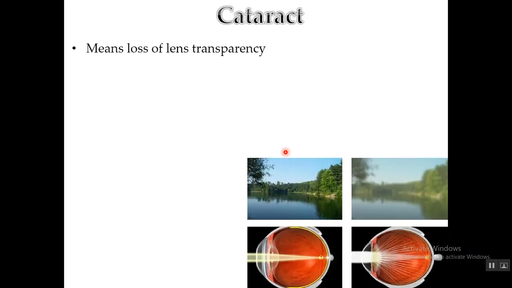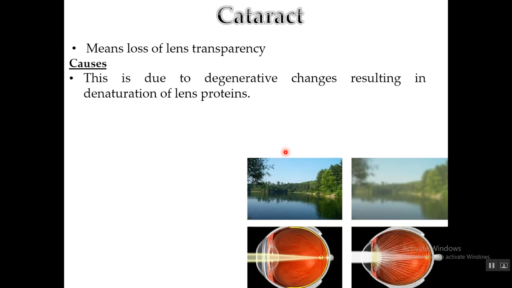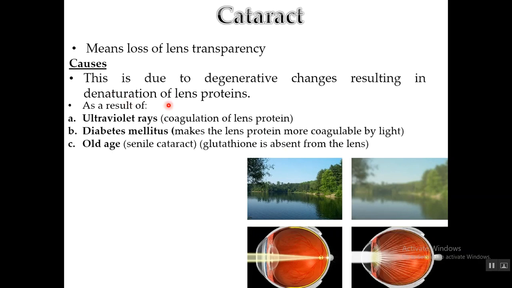Cataract means loss of lens transparency. This is due to degenerative changes in the lens proteins due to exposure to ultraviolet rays or diabetes or old age. This is called senile cataract, due to absence of glutathione. The treatment is to remove the opaque lens and replace it by intraocular lens. This is the cataract. What about the errors of refractions?